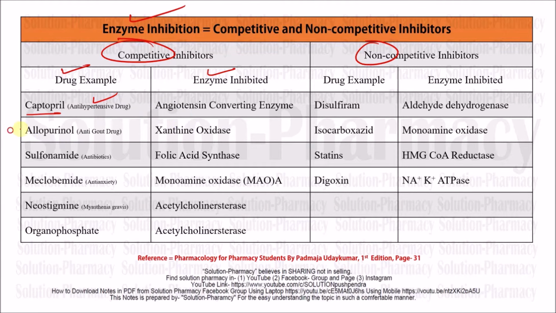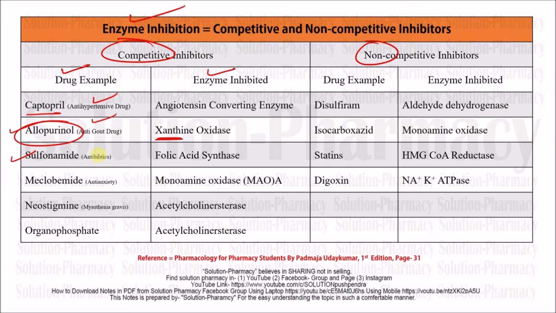Now the next one is allopurinol. Allopurinol is one of the most important drugs used in anti-gout treatment therapy. In this case, allopurinol inhibits the enzyme called xanthine oxidase. This xanthine oxidase is an example of a non-microsomal enzyme. So allopurinol will inhibit xanthine oxidase.